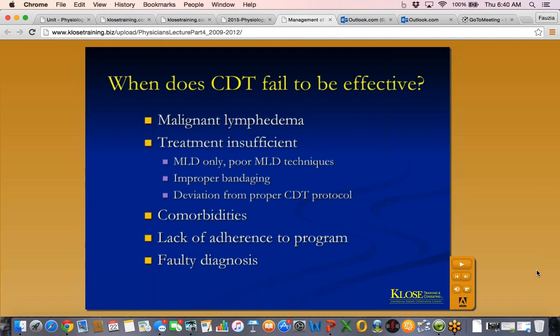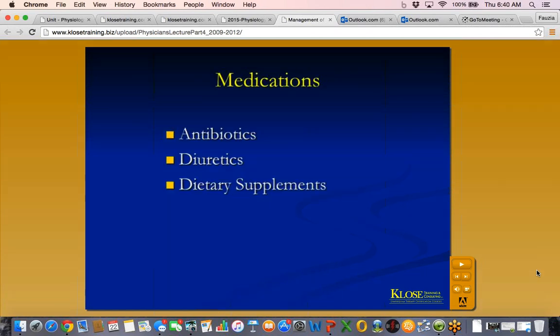If the patient isn't following the program very well, there's the intense phase, there's phase one, and there's phase two. And we want to explain this to the patient, make them understand that the intense phase is a time where they really have to make a commitment to it. And then in the maintenance phase, they have to follow through with your recommendations. Or there is a chance that the patient just does not have lymphedema and there's some other reason for their edema. And this could be a reason why CDT is not working.